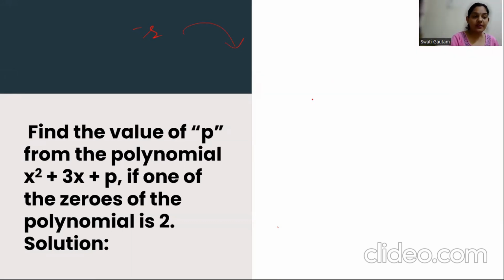The first question is: find the value of p from the polynomial x squared plus 3x plus p, if one of the zeros of the polynomial is 2. So this question is from the polynomials chapter.